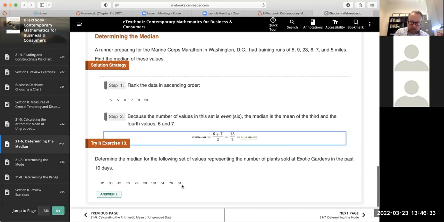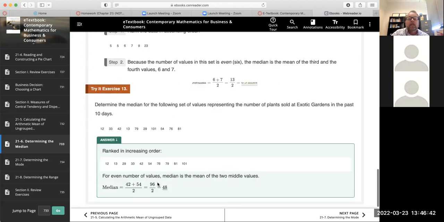42 plus 54. So I'm going to add those together. That comes out to 106, and I'm going to divide 106 by 2. Let's see if I'm right on that. Yep. Oh, sorry, 96. I added it wrong. 96 divided by 2 equals 48. So my median on that set, because I have to take the 42 and the 54 and add them together and then divide them, is 48.